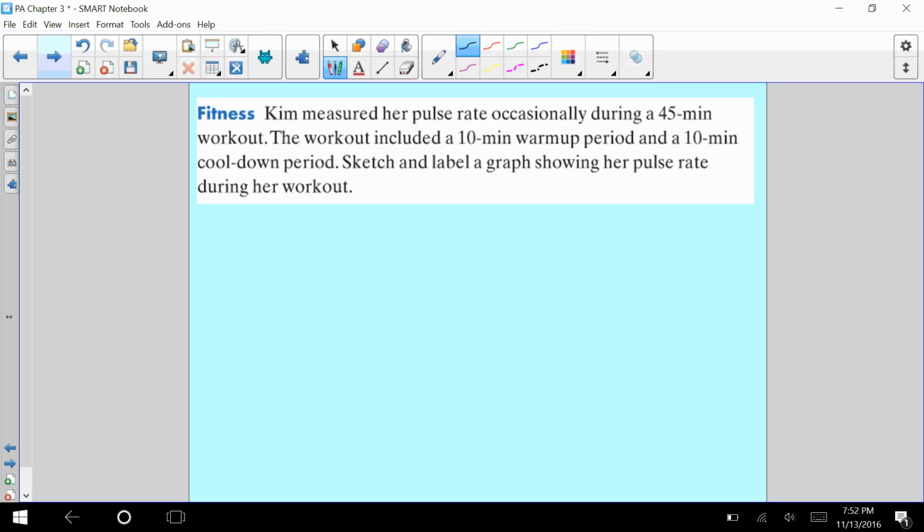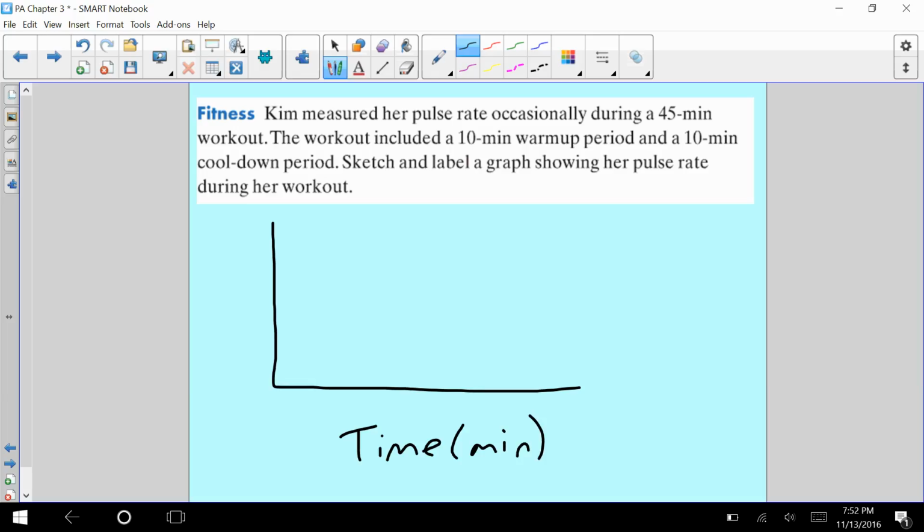Kim measured her pulse rate occasionally during a 45-minute workout. The workout included a 10-minute warm-up period and a 10-minute cool-down period. Sketch and label a graph showing her pulse rate during her workout. So for our graph, we need our two axes. The bottom will be time in minutes, and the side is going to be her pulse. Well, we're given some time. It's a 45-minute workout, so I'm going to do this in fives: 5, 10, 15, 20, 25, 30, 35, 40, 45.